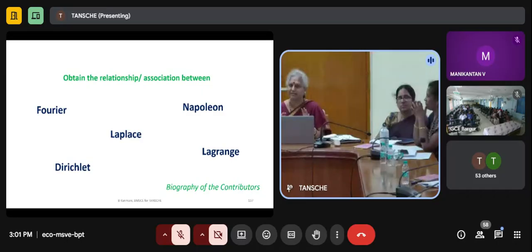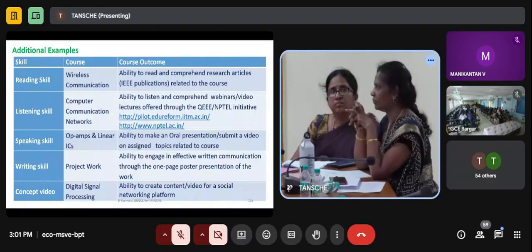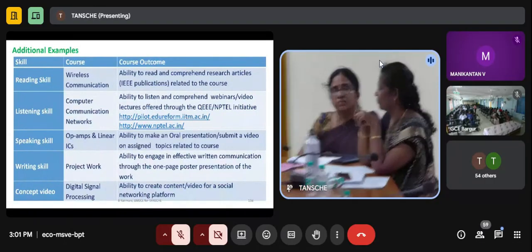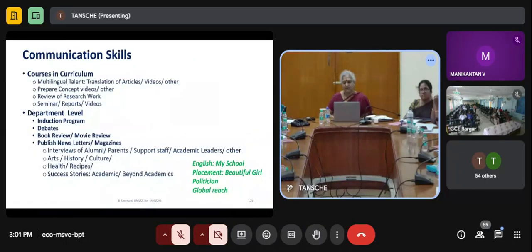Otherwise, we can also ask them to make this for communication skill. We learn tremendously from the biography of the people who have contributed to the concepts in engineering or science. And of course, these are other examples for communication: reading, writing, listening. And the last one, as you see, make a concept video for the course. This is an example for communication a little beyond.